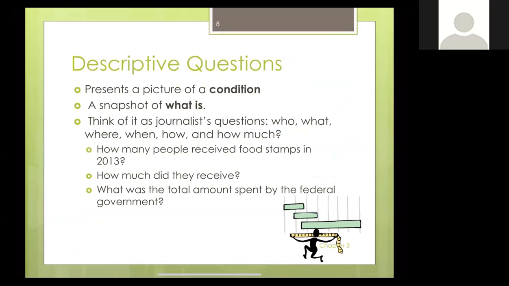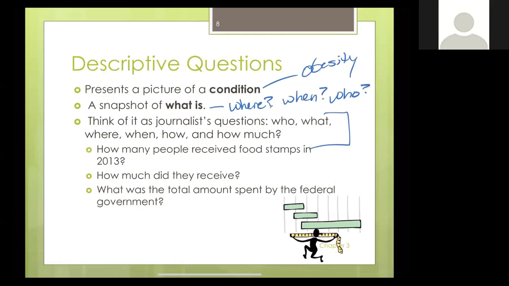So, obviously, description: we're painting a picture of a certain condition. In this case, we use the obesity example. A snapshot of what is. Again, we're talking about where, when, what year, location. We're not talking about why. A lot of times we're talking about who. Is it different for men versus women? Is it different for young versus old? All of these journalistic questions where we're describing what's going on, not making any argumentative inference.